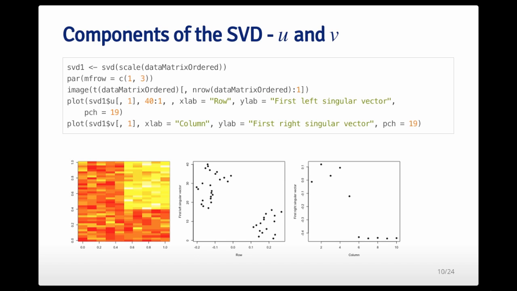So remember, we made a plot that was very, very similar to this before, but that was when we knew that there was this kind of pattern in the data set. So here, the singular value decomposition picked up the pattern right away, in the first left and right singular vectors.